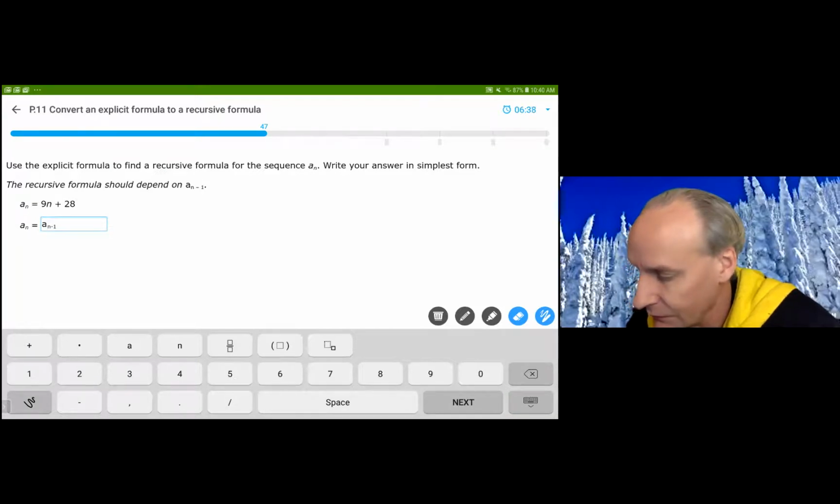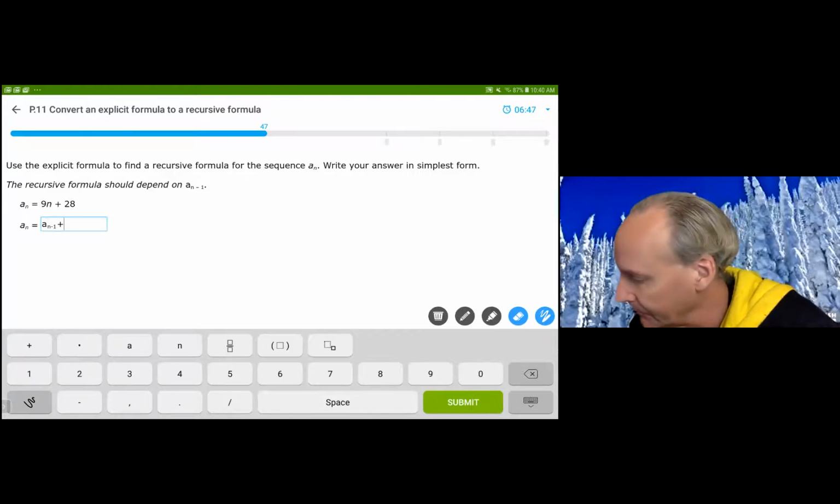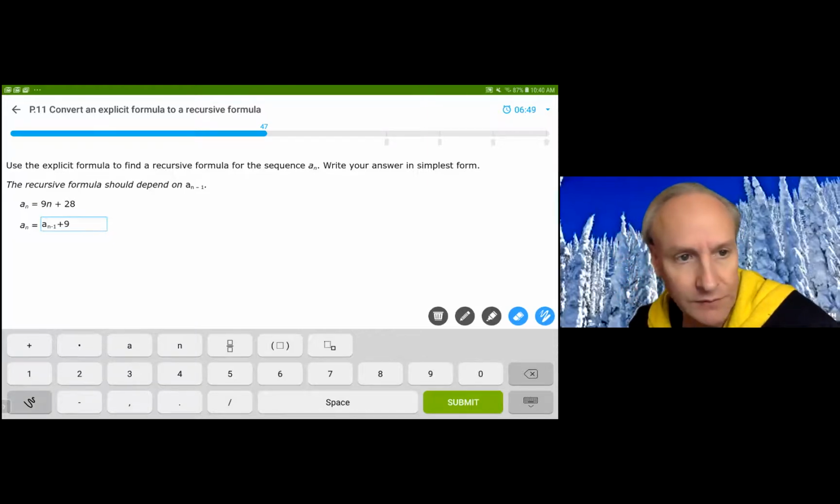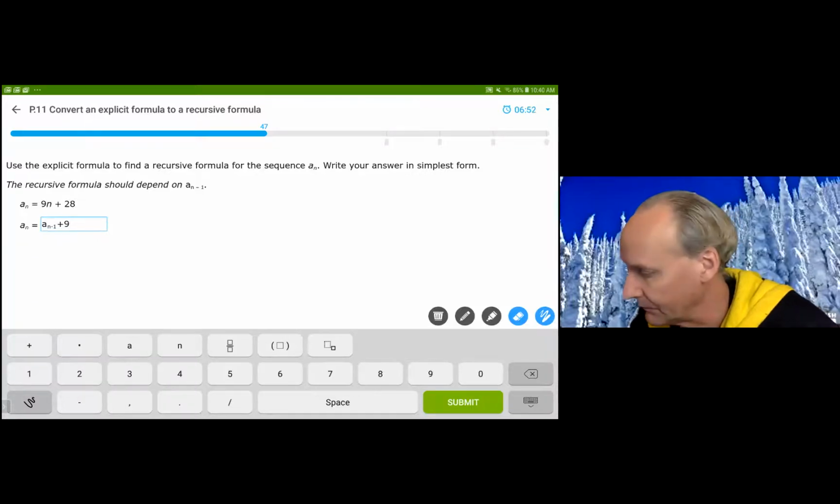Minus 1. Don't forget to move it back up to the top, you see I was in the subscripts there? You need to make sure you move it up to the top so that when you put your plus 9, it's adding it to the whole term instead of just the subscript.